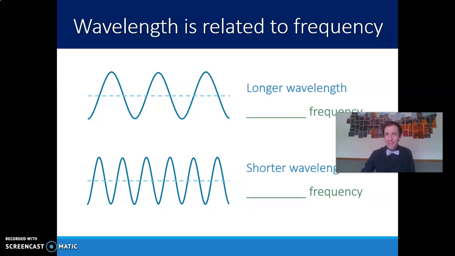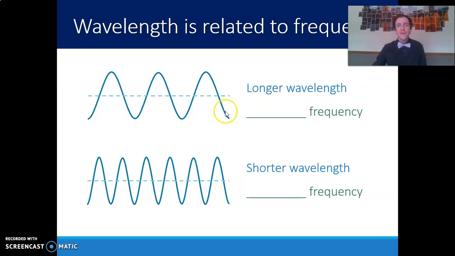Now, wavelength and frequency are very closely related. If you have a long wavelength and that wave is traveling past you, it means you're not going to experience as many waves in a given amount of time. So a longer wavelength ultimately results in a lower frequency. A shorter wavelength, if the wave is really short, means you're going to experience more of them per second, which means you're going to have a higher frequency.